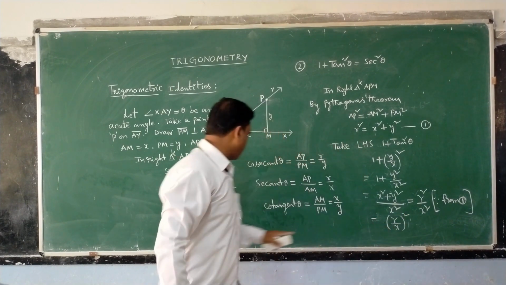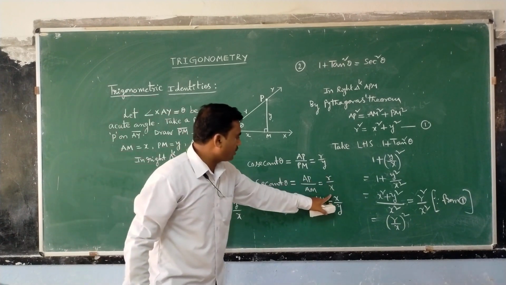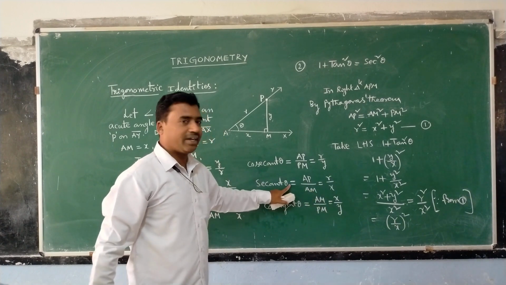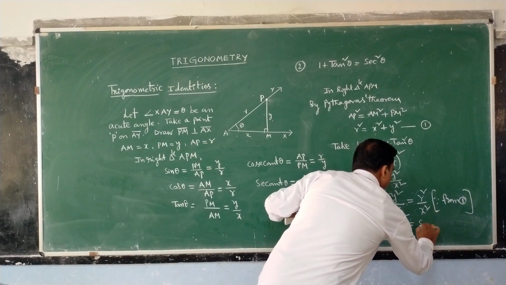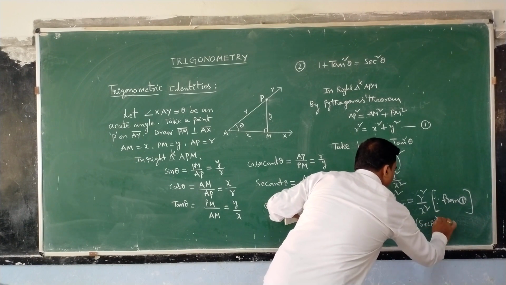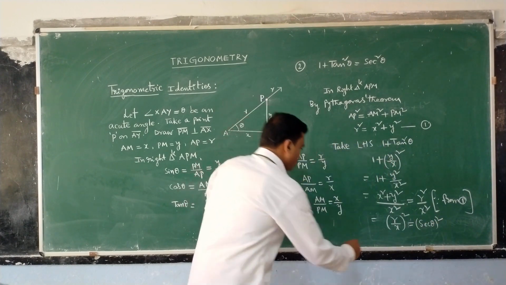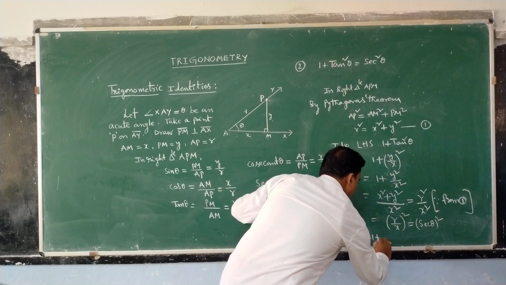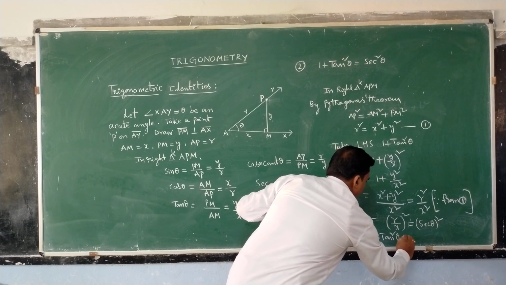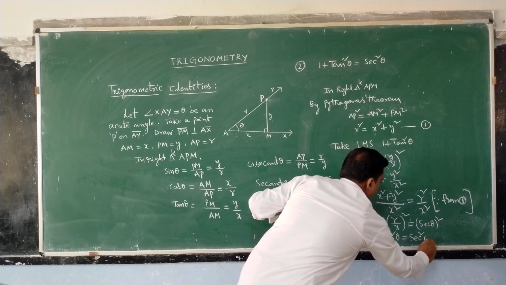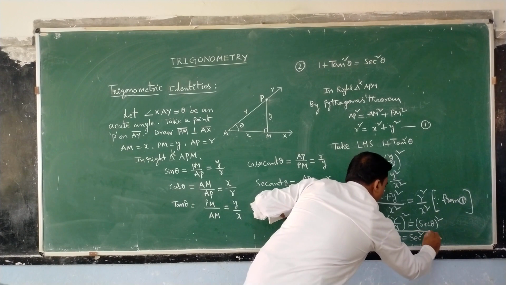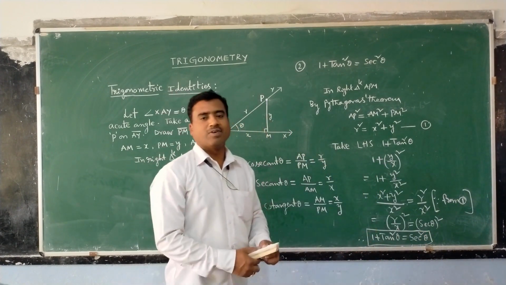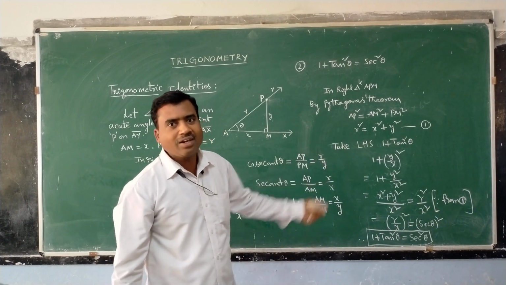But r by x is equal to secant theta. So that is equal to secant theta whole square. Therefore, 1 plus tan square theta is equal to secant square theta. This is the second identity.